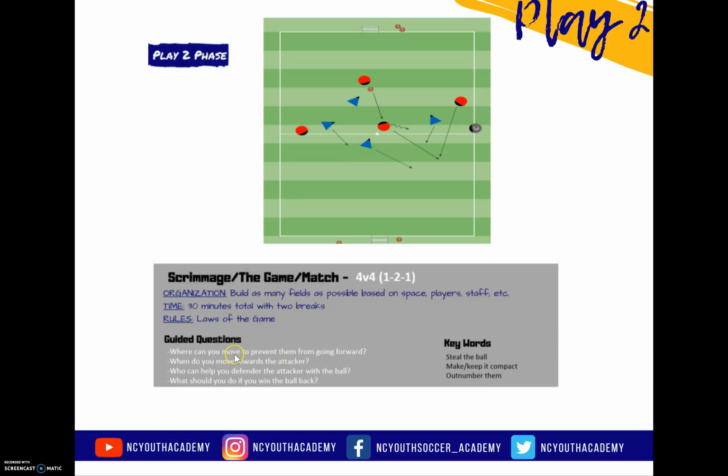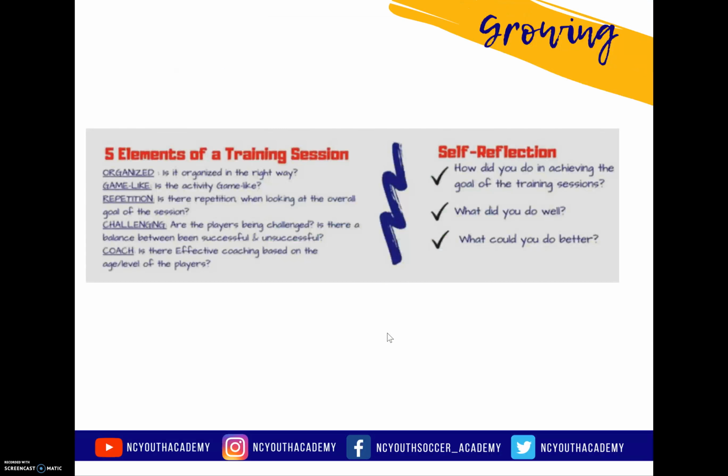And the things that we want to have our players think about or identify in our check for understanding at the end is where they can move to prevent the other team from going forward. Who can help the defender near the ball or nearest the ball? When do they help? And then what should you do if you win the ball back? We always want to weave in the idea of going forward or going into transition.